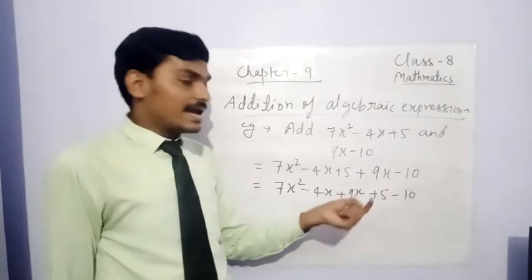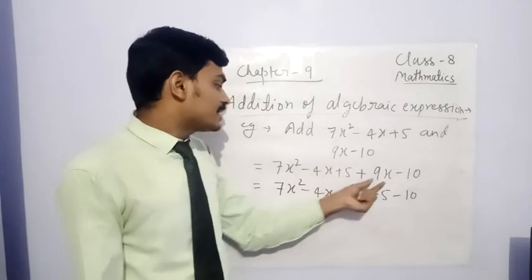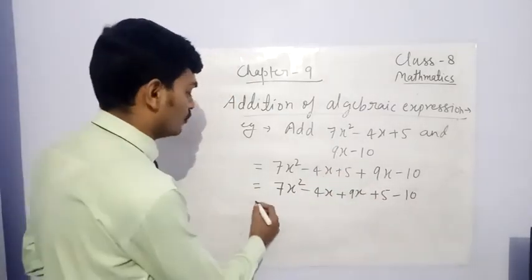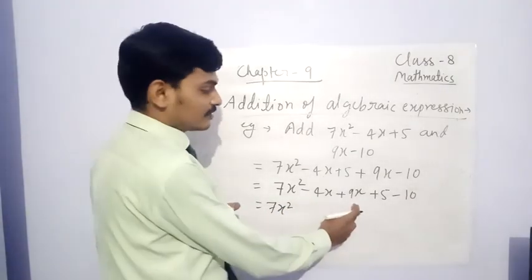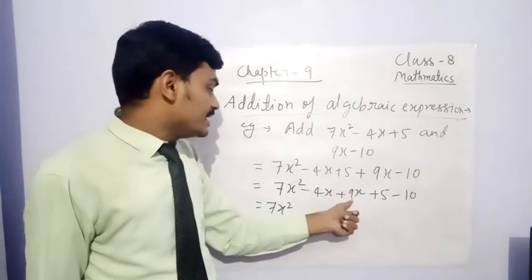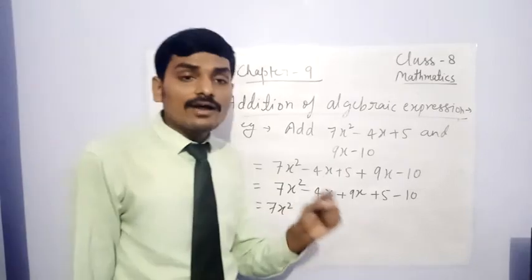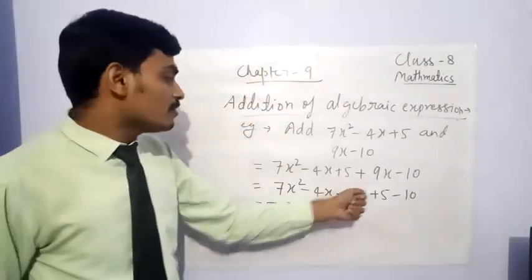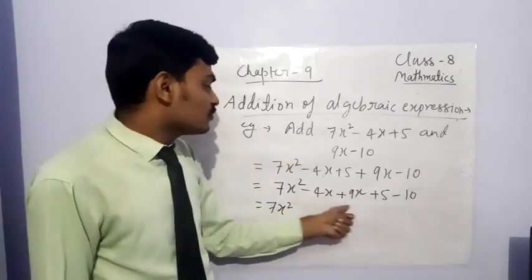So we have written like terms together: minus 4x plus 9x, plus 5 minus 10. Now 7x square minus 4x plus 9x. Here base and power are the same, so in addition or subtraction, we will add or subtract the coefficients. Base and power both are the same, so we will subtract minus 4 from plus 9.